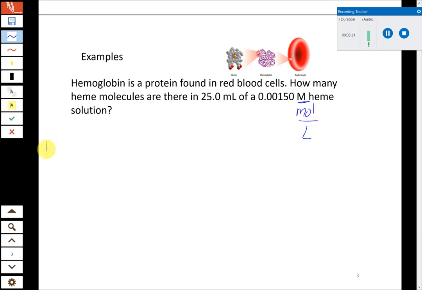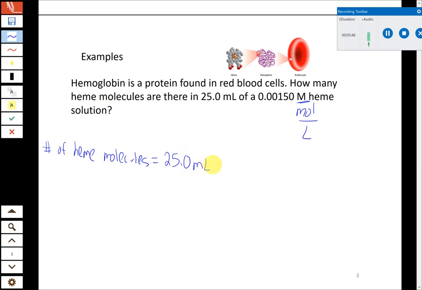So what we're looking for in this problem is the number of heme molecules. And since we're looking for a number of molecules, we will use Avogadro's number. We should recognize that. But before we can use Avogadro's number, we have to convert to moles first. So we're not given moles, we're given volume of solution and molarity. So let's learn how to use those two to give us the number of moles. So the first thing to keep in mind is that the volume that we're given is 25.0 milliliters. So we're going to typically start with that.